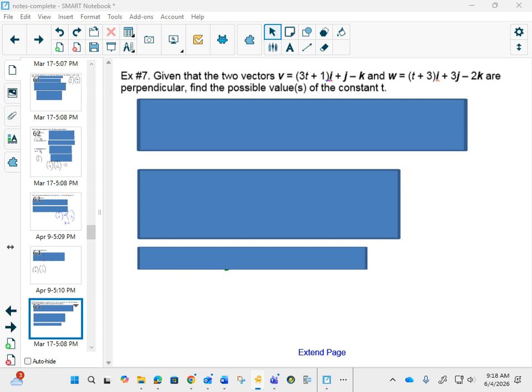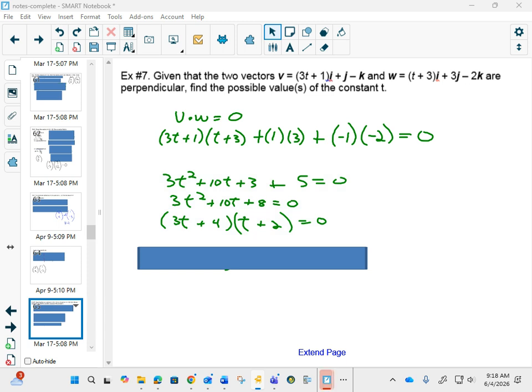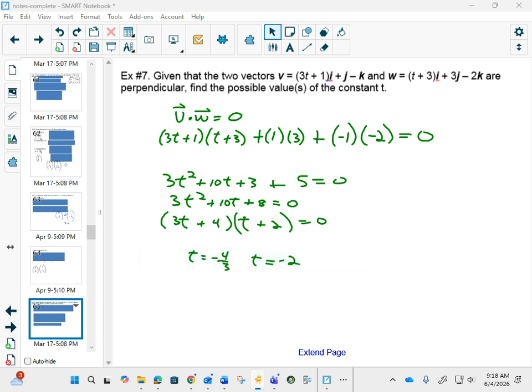All right, if you are done, you can check to see how you did. The dot product would have to equal 0. Set it up, you get a quadratic, and you have to solve.